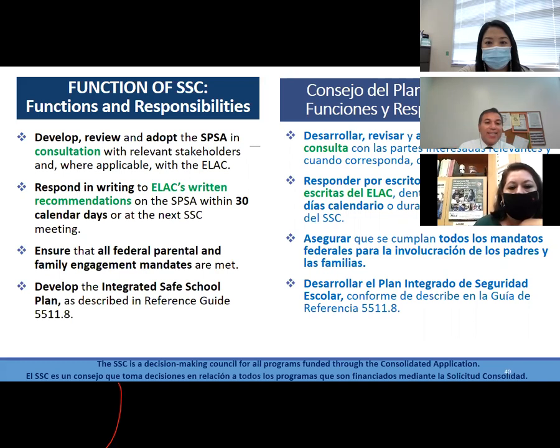Also, when ELAC gives SSC recommendations, they have to respond. That's what they do. SSC also makes sure that the federal mandates are being met, and it helps us with our safe school plan.